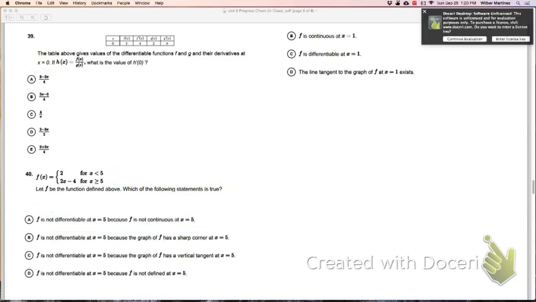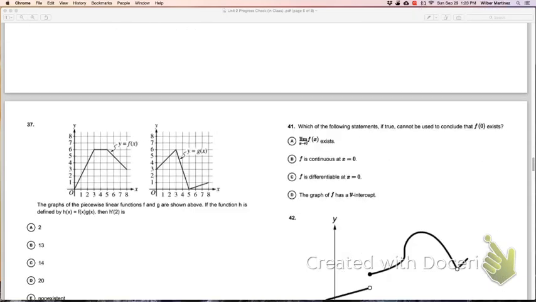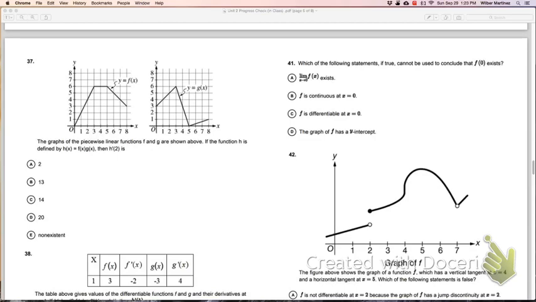All right, for the next question, it says, which of the following statements, if true, cannot be used to conclude that f of 0 exists? So A, actually just reading A right off the bat, is the correct answer. And here's why. I can draw a picture where a limit exists as you get towards 0. So in this picture, the limit as you approach 0 from the left exists, the limit as you approach 0 from the right exists, and they're the same value. But f of 0 does not exist because it's an open circle and there is no value there. So this cannot be used to prove that the function exists at 0.